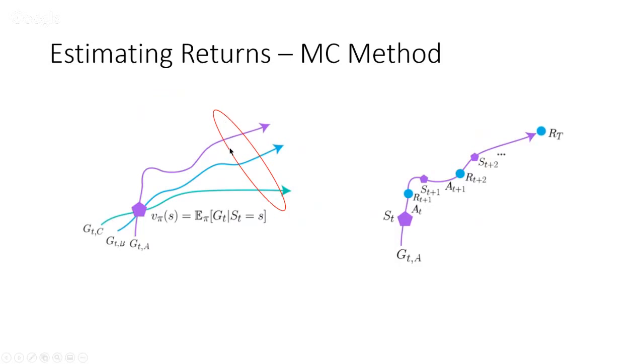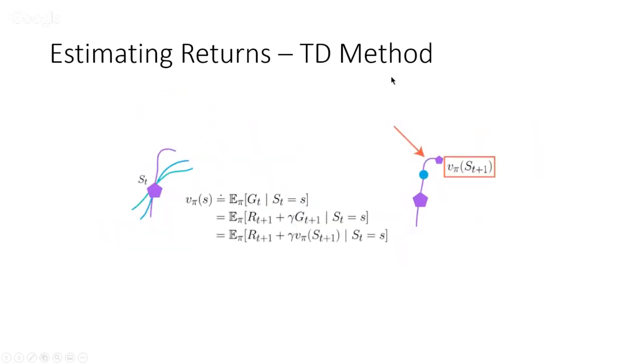On the other hand, it has a low bias because it's not estimating anything, it's not guessing anything, because we are going all the way until the end, right? So it has low bias but high variance. And on the other hand, with the TD method, we don't go all the way until the end of the episode.